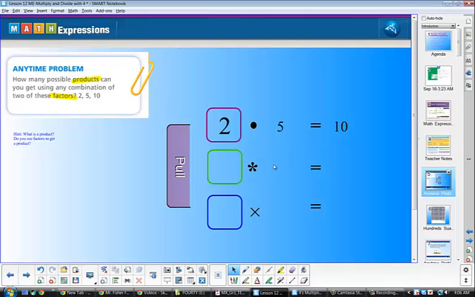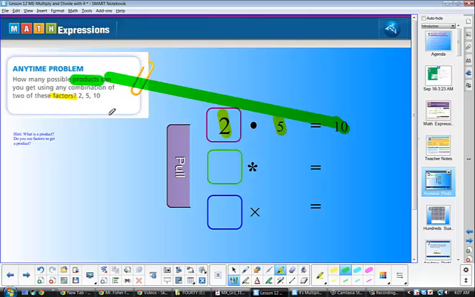2 asterisks 5 equals 10. And 2x5 equals 10. And what do these 3 symbols all represent? That's correct. They're all multiplication. But I wanted you guys to see that this right here is a factor. And 5 is a factor. But this is the product. So 10 is a product. It's the answer when you get to multiplication.